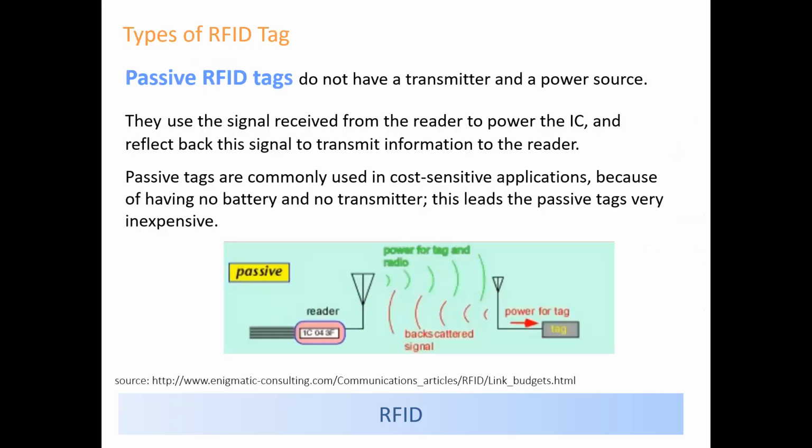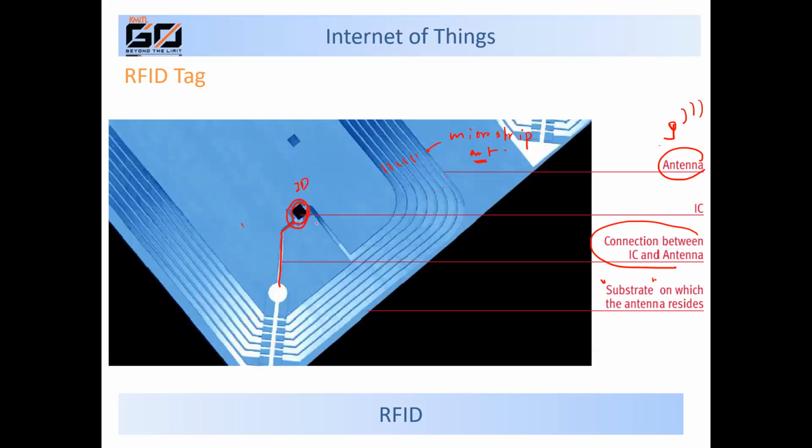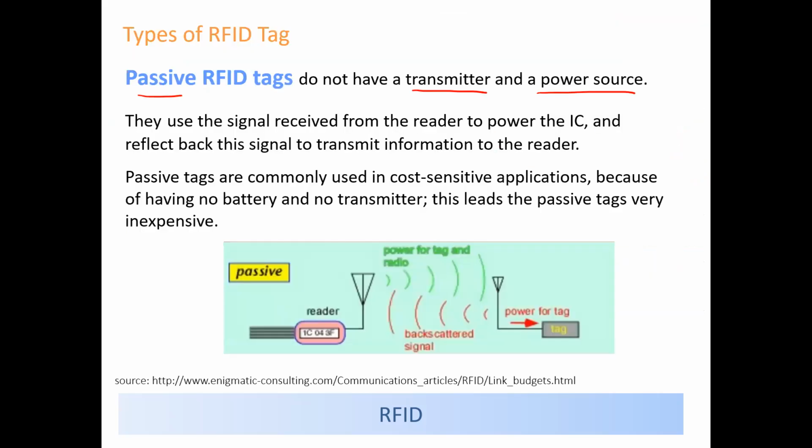All right, and here are the types of the tags. There are 3 types of tag. One is called passive RFID tag. With this type, it does not have a transmitter and power source inside. You can see here that we do not need a battery, right? We do not need a battery, and you may be confused how they can communicate with the reader then, right? And how it works, how it can communicate with each other.